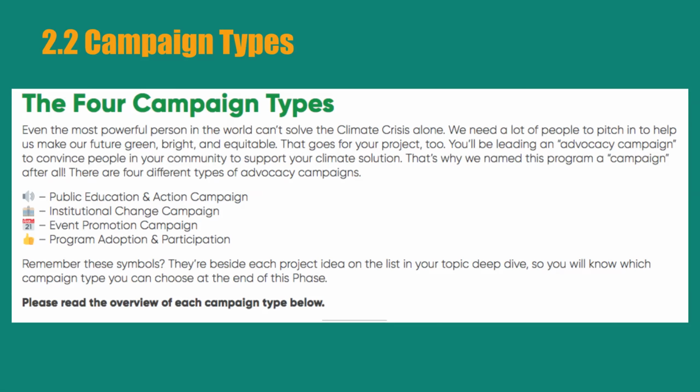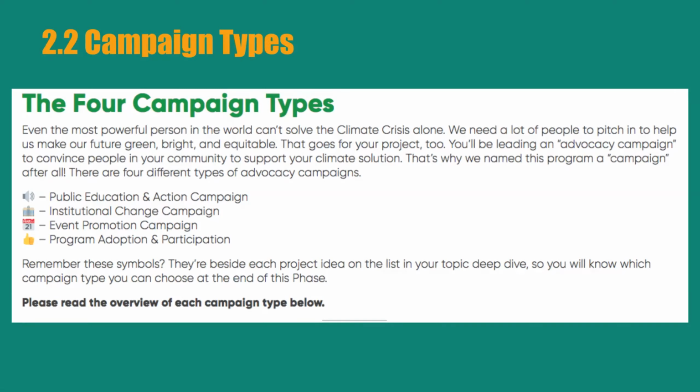So let's first talk about the public education and action campaign. The goal of this campaign is to get people in general to take action and change their habits. This is what we think of when we think of advocacy campaigns. These are the public service announcements, posts from nonprofits, political campaigns, asking people to take action and change their habits. And the audience are specific members of the public.